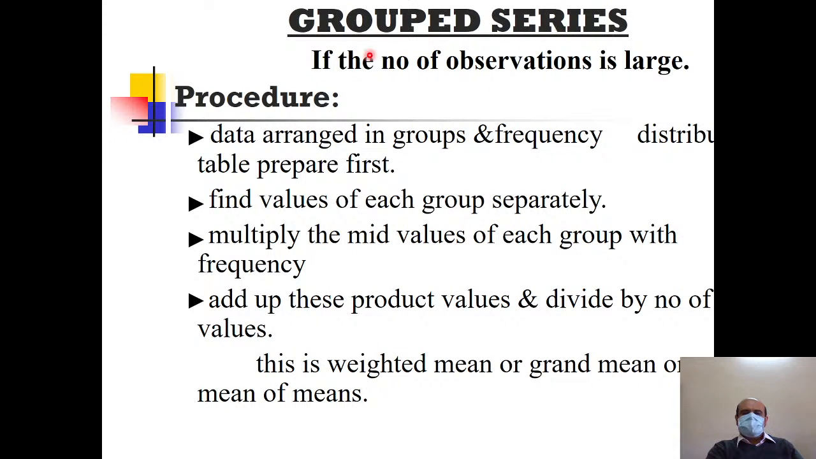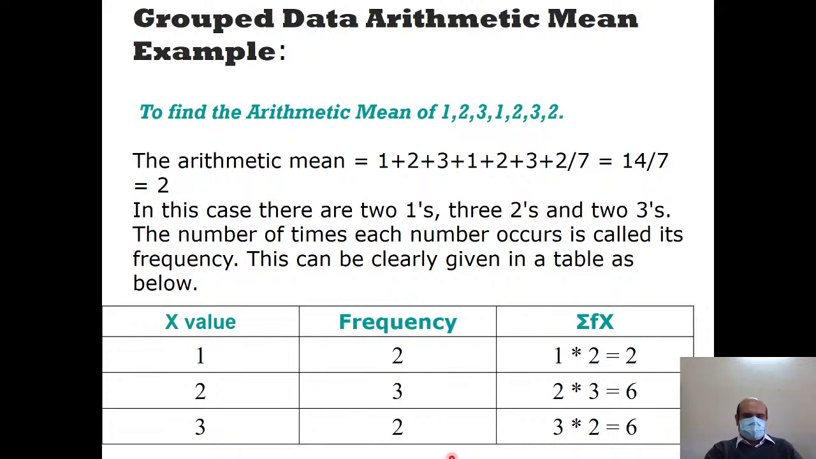So in the group series, there are two groups, for example your batch versus the other batch, and you're measuring the scores of the two batches. The data should be arranged in a group or frequency distribution table first, then find the values of each group separately, multiply the mid value of each group with frequency, add up these product values and divide by the number of values. This is the weighted mean, grand mean or mean of the means.